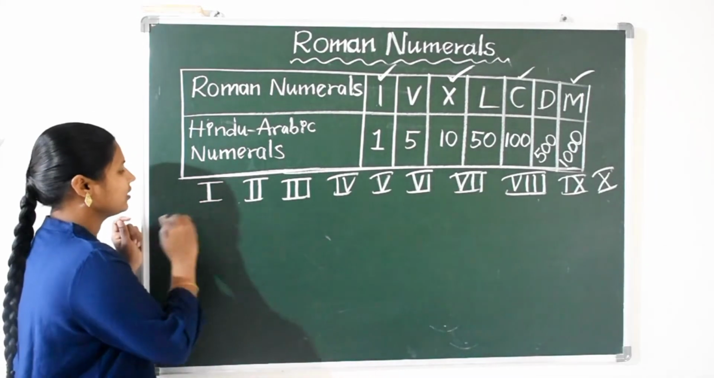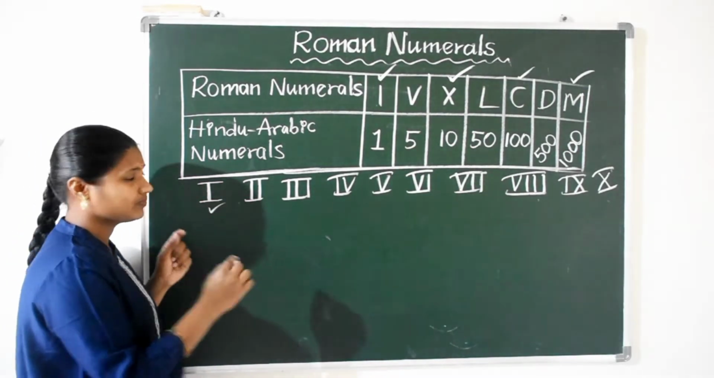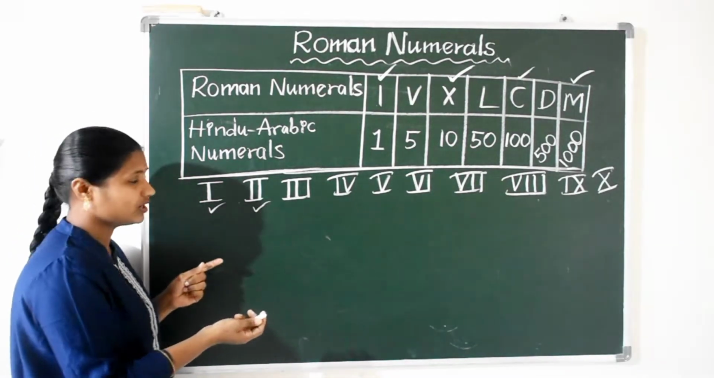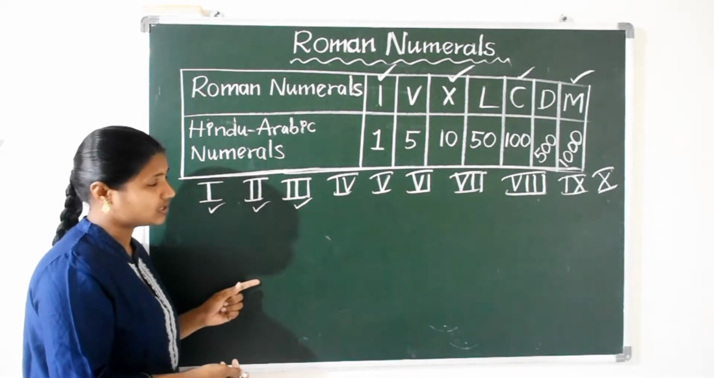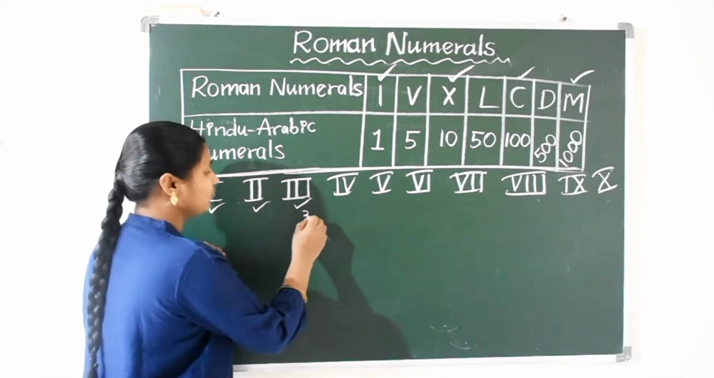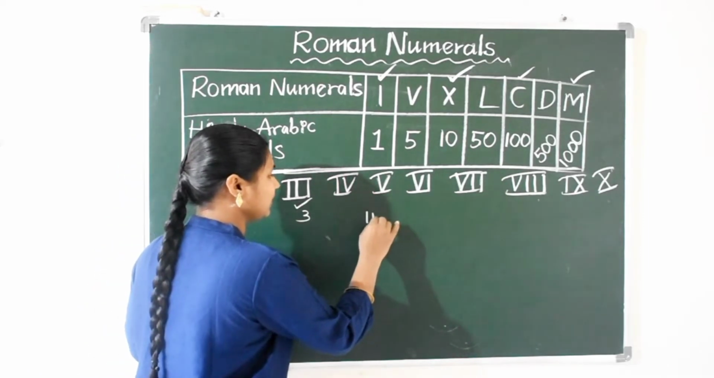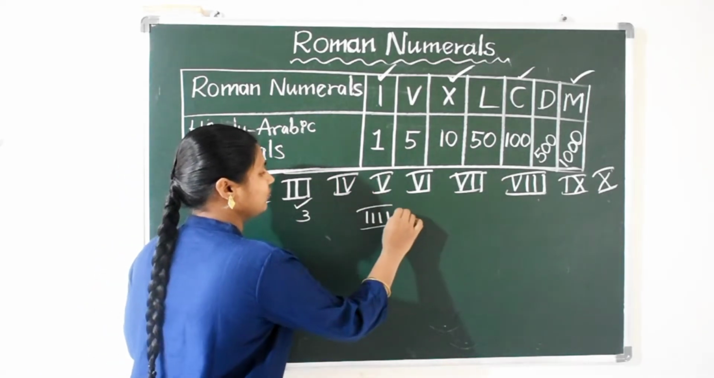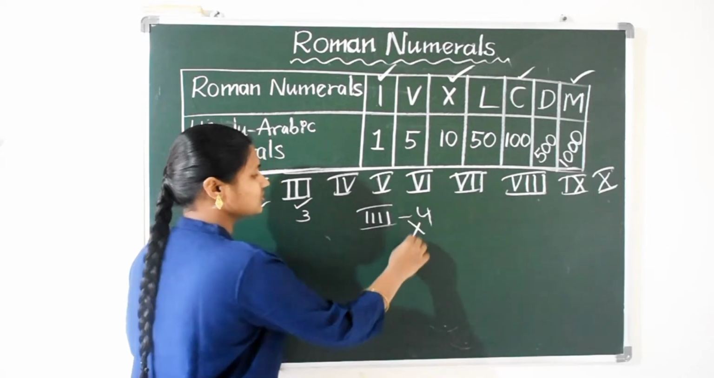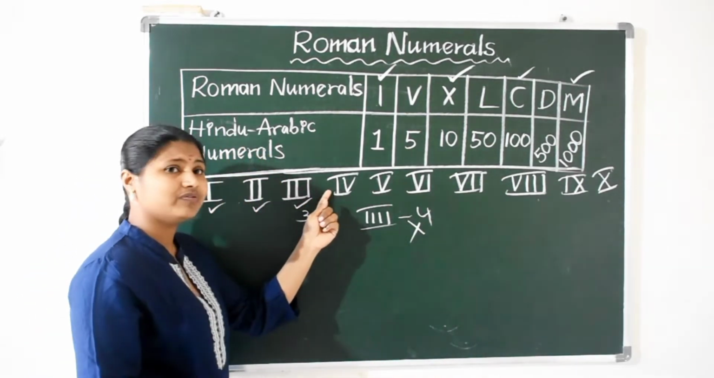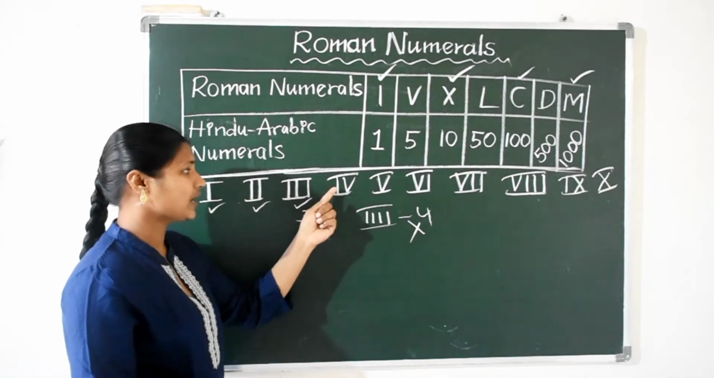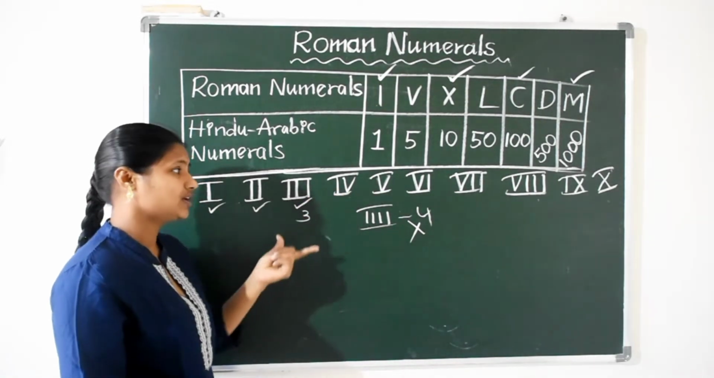So here we can remember II easily. II means 2. III also means 3, right? But for 4, don't write four I's. This is not 4. This is wrong. Okay. What does 4 mean? IV only. So this IV, how it comes, I will explain now.